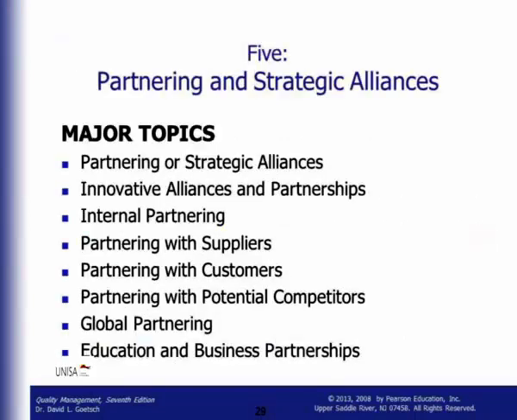We are now looking at Chapter 5, Partnering and Strategic Alliances. Some of the major topics in this chapter include partnering or strategic alliances, innovative alliances and partnerships, internal partnering, partnering with suppliers, partnering with customers, partnering with potential competitors, global partnering, education and business partnerships.